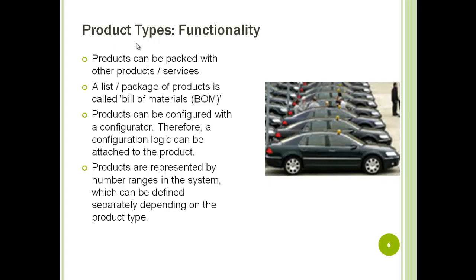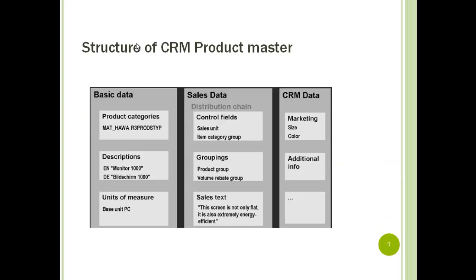So let's move on. What is the structure of the CRM product master? In any given product, you can see basic data, sales data, and CRM data. The basic data consists of the description, units of measure, and the product category assigned. In sales data, you can see the distribution chain, the grouping, and the sales text. In CRM data, you can see marketing, size, color, and any additional information. So let's have a look at a CRM product.